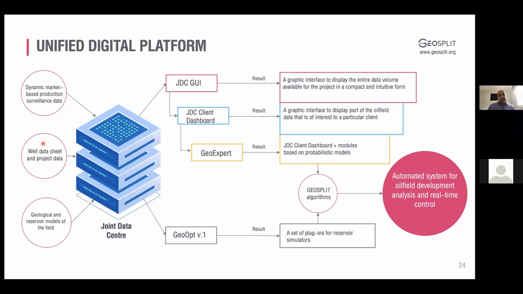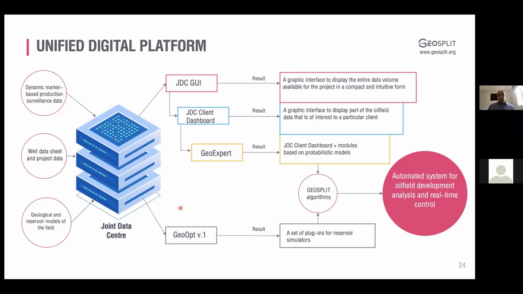Obviously, we also gather the data from the end user when it comes to the geological model, the petrophysical models, etc. And then we have a centralized system that uses all this data and machine learning algorithms to be able to visually provide the insights to the client and ultimately better decision making.